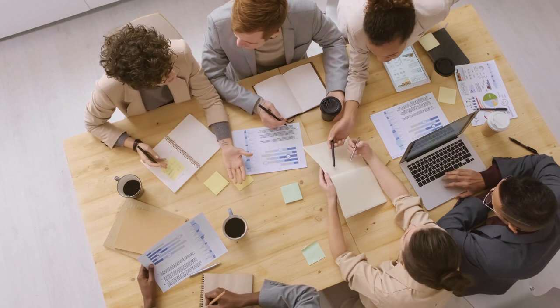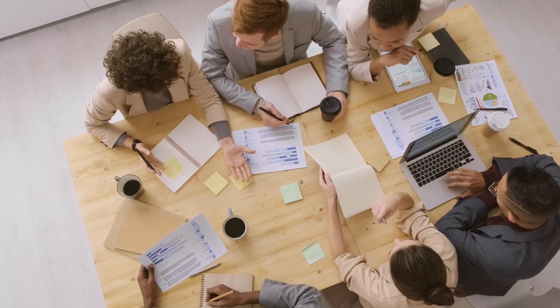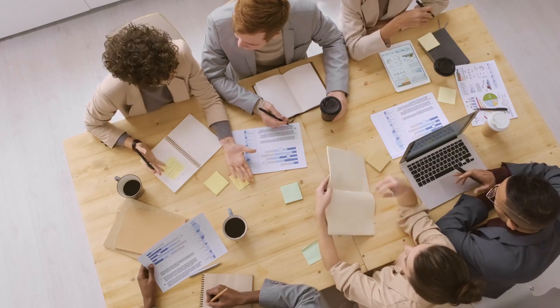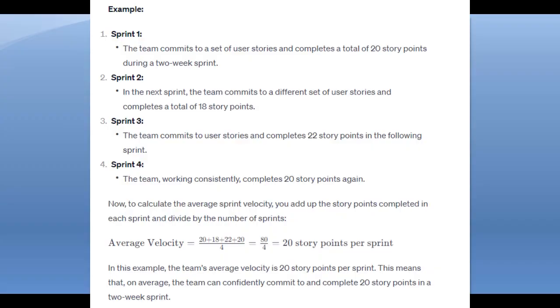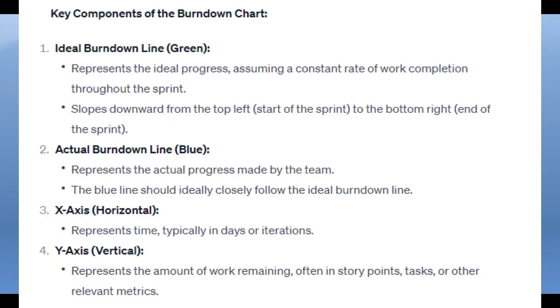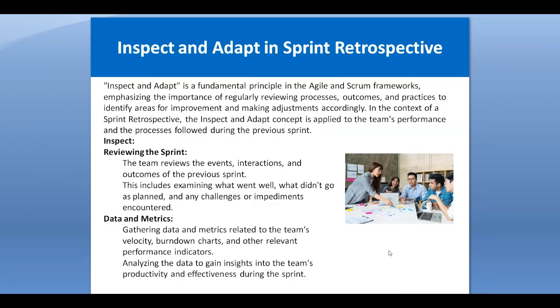Then data and metrics means gathering data and metrics related to the team's velocity. Velocity is a concept in which we say the average user story points which have been completed in a sprint. Just think of story points as the number of story points which have been completed. Then the burn down chart shows how much work is completed and remaining in the sprint, along with other relevant performance indicators, analyzing the data to gain insights on the team's productivity and effectiveness during this sprint.